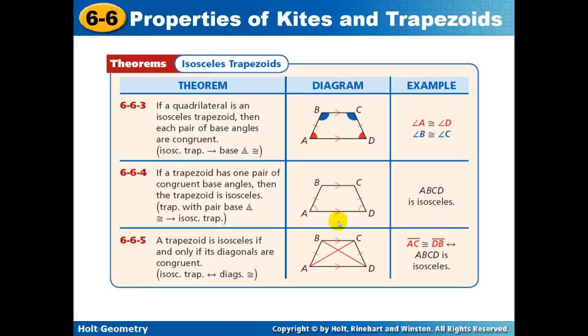So kind of going backwards and saying, I'm not sure if it's isosceles, but hey, look, I got base angles that are congruent, so it's got to be isosceles. It's just not quite the converse, but essentially the converse of what we just said, just going backwards.